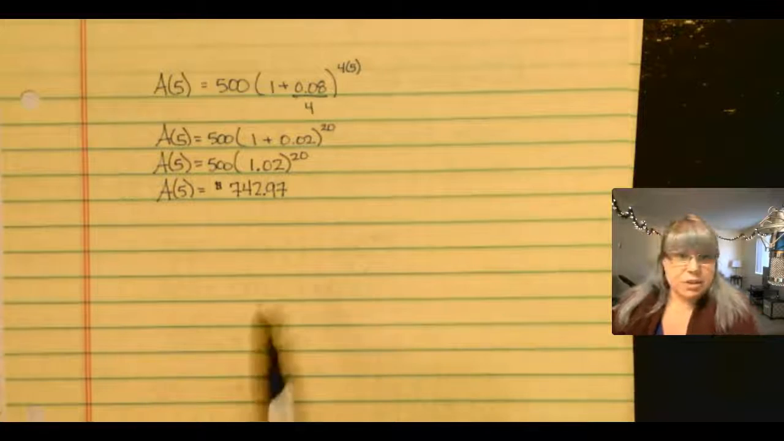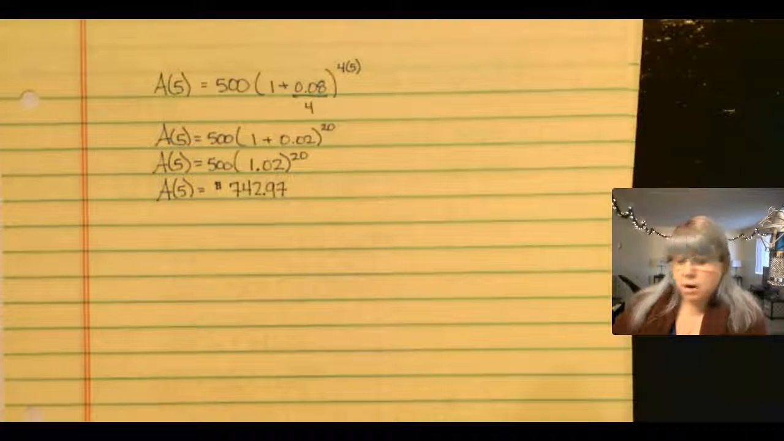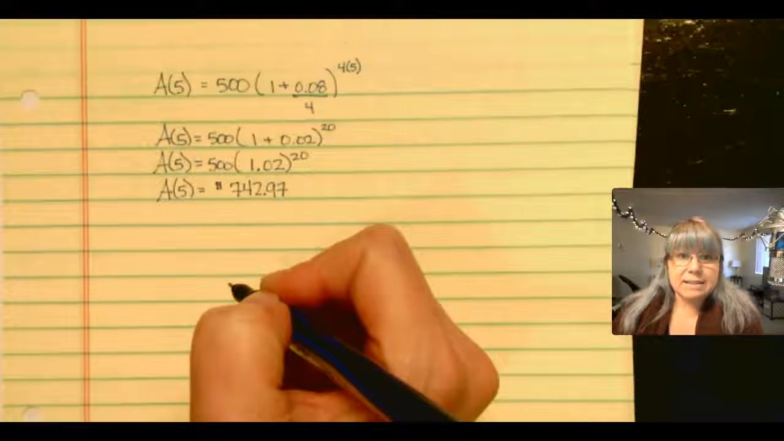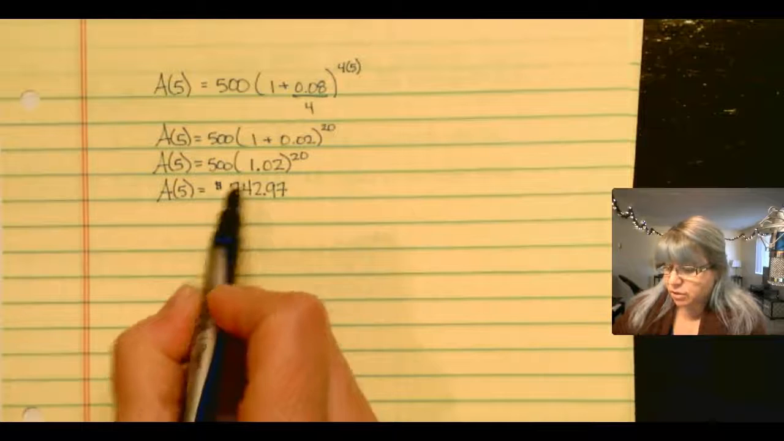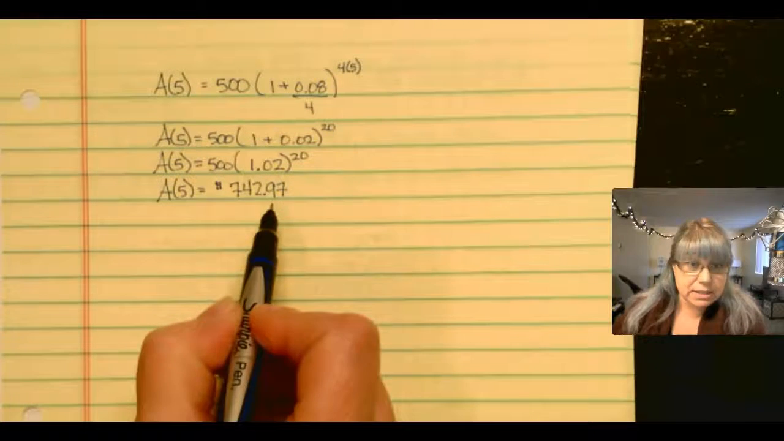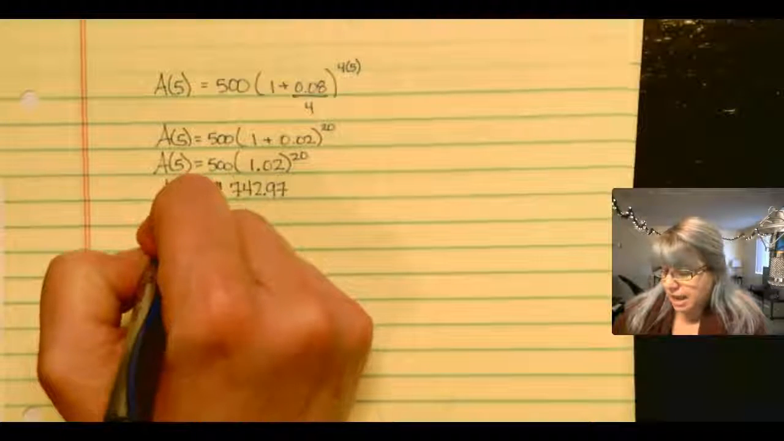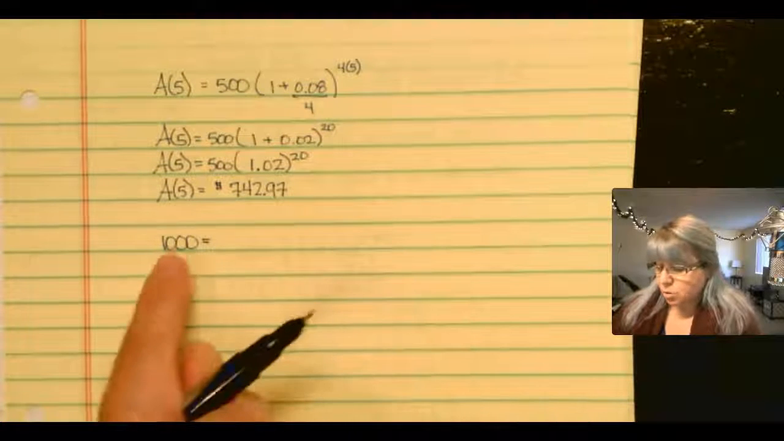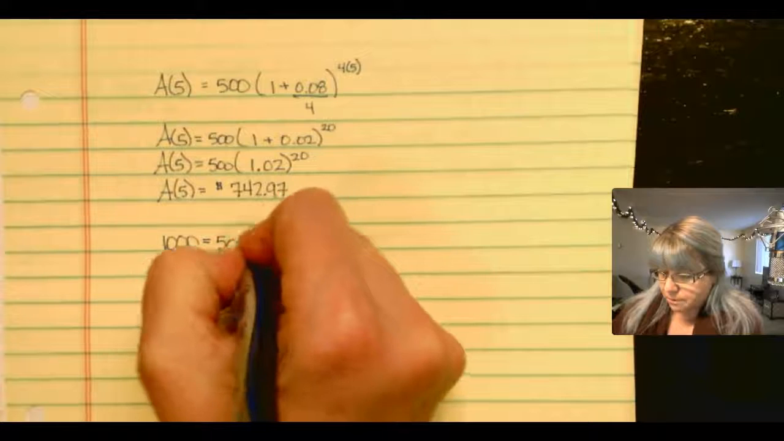All right, so that was the first part of the question. The second part of the question was, how long will it take to accrue $1,000 in the account? Well, we can see after 5 years, we would have $742.97. So we want to know how long will it take to get $1,000 in the account. So my amount is 1,000. My principal is still 500.